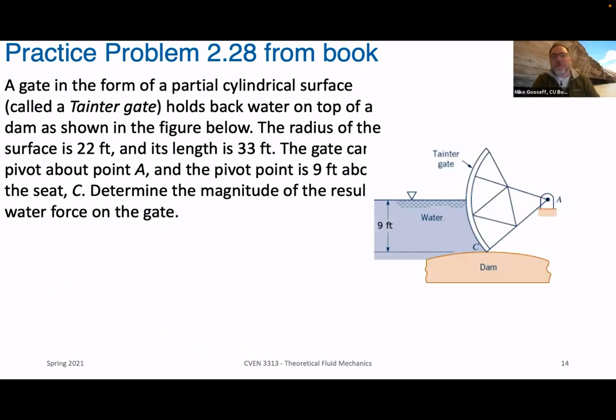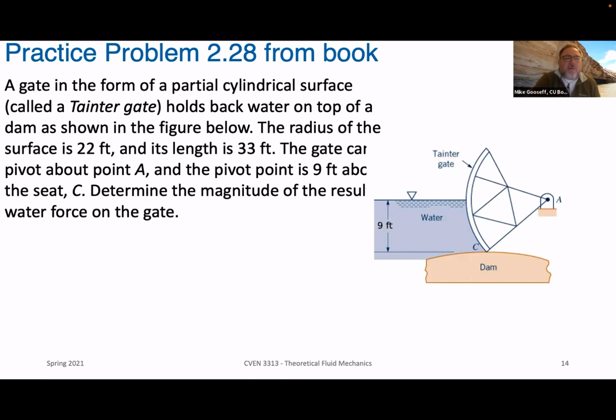This one's going to be a little different. Okay, so now we've got one of these Tainter gates that we talked about very early in today's slides. And what we want to figure out here, well, oops, I apologize. It looks like the figure got over the words. So let me read this out to you.